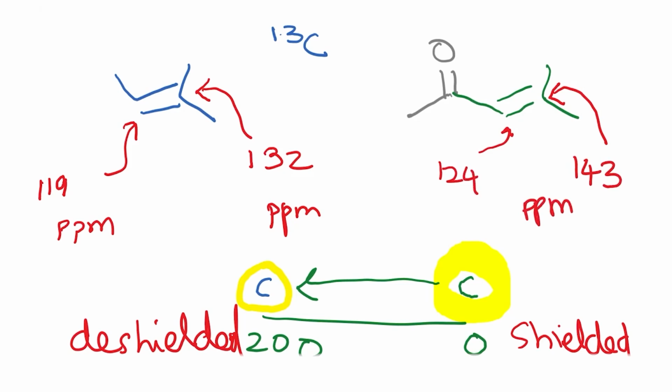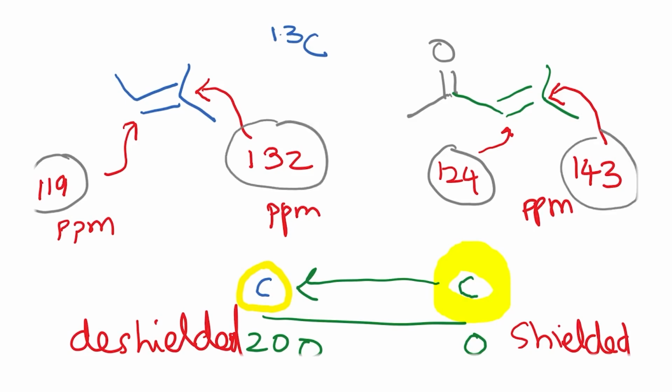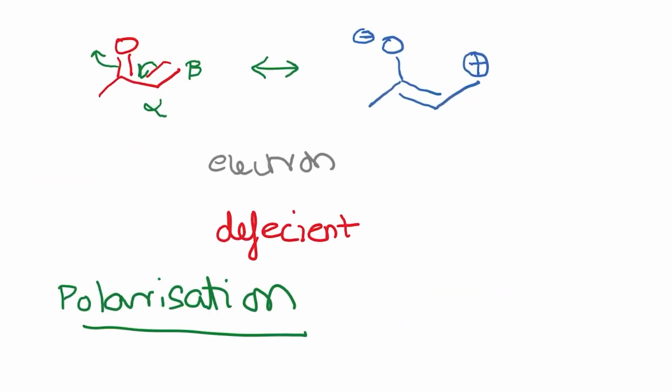You see here that if I compare 119 and 124, there is an increase, a shift towards the more de-shielded region. Similarly, if I take this carbon, 132 and 143, there is a substantial de-shielding going on. So this spectroscopic data again supports the resonance form that we looked at in the previous slide. It suggests that this kind of electron deficient carbon is actually present.